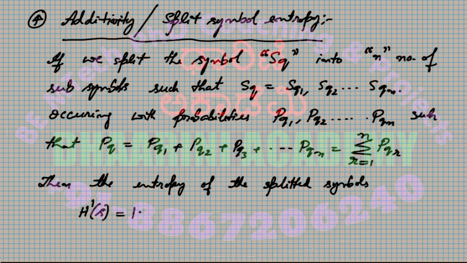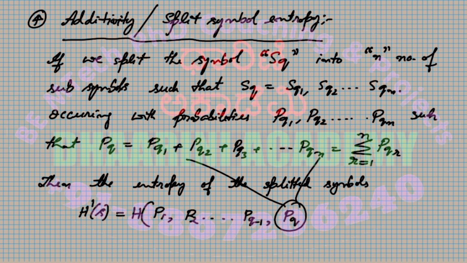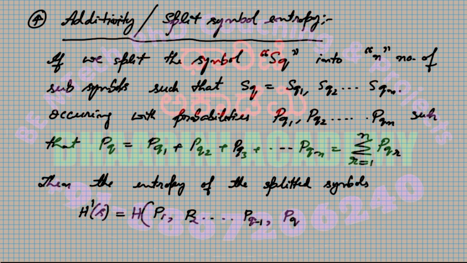The entropy when I'm calculating now, H dash of S, will be the H calculation with the first symbol having probability P1, second symbol P2, third symbol P3. Somewhere in the middle, I'll get PQ minus 1. Till here, untouched. Now you see, I have a PQ coming into picture. This PQ is the one which we have split. Is it okay? Then I'm going to get the next terms, PQ1 up to PQN.